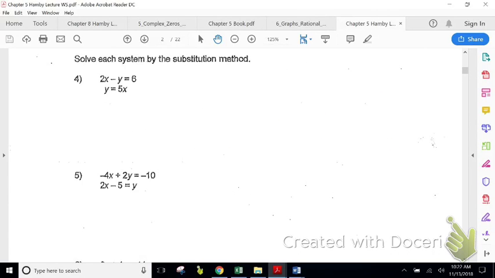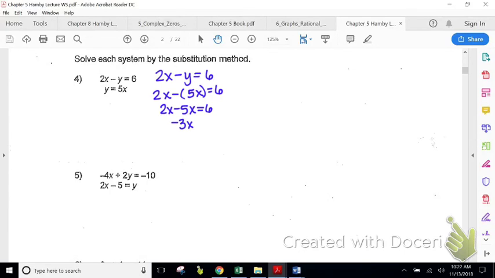It's the ordered pair that they both have. So for the next ones, they tell us to use the substitution method to solve it. That's where you solve for one of the variables and plug it into the other equation. So number 4, they already did that. They already solved for one of the variables. They told us y is equal to 5x. So we're going to take that and plug it into the other equation, 2x minus y equals 6. Where there's a y, we're going to put that 5x. So 2x minus 5x equals 6.